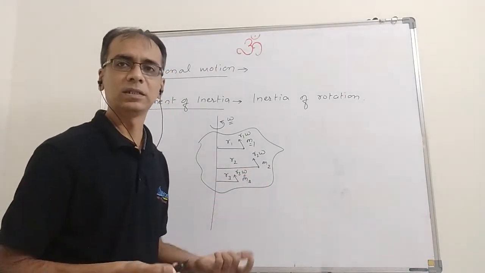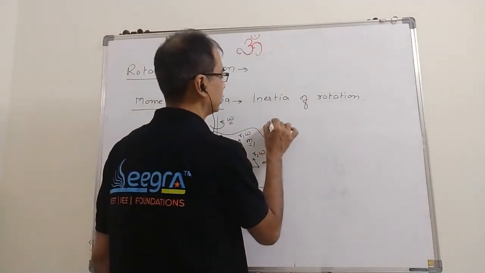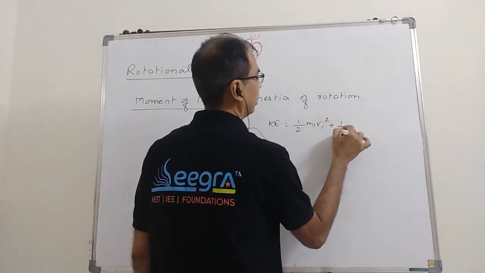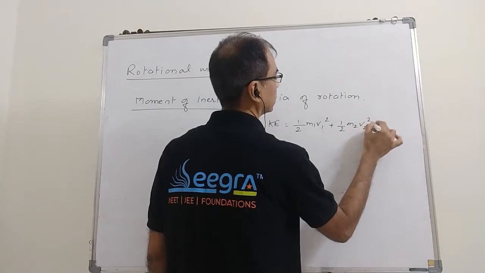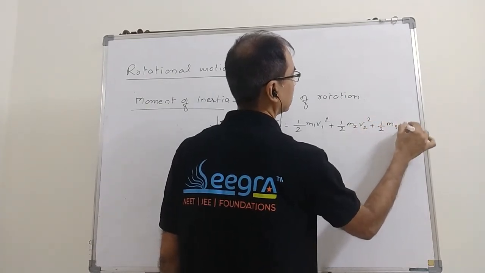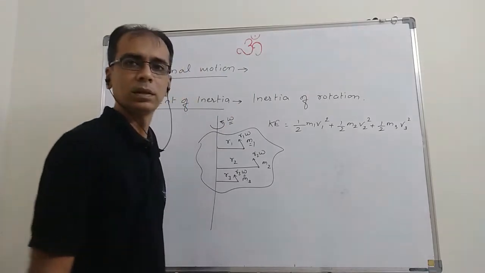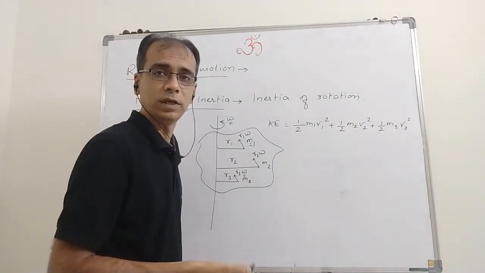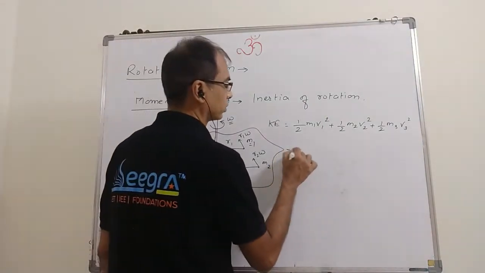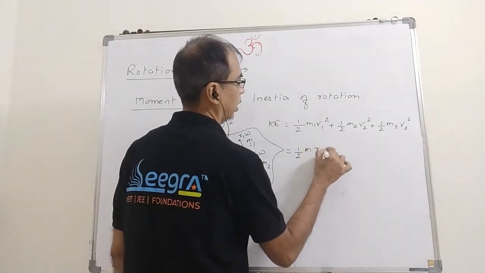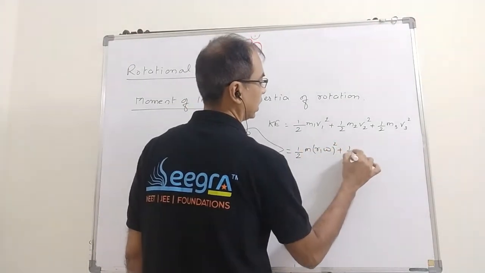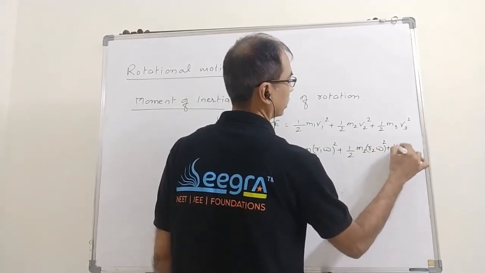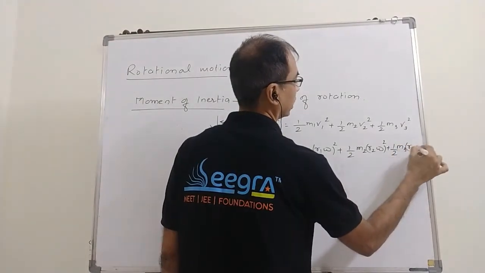Let's see. Kinetic energy is half mv square, what else? So the kinetic energy of this total thing I am writing as half m1 v1 square plus half m2 v2 square plus half m3 v3 square. That's it. Right? Now, v1 is what? R1 omega. We have studied in circular motion, v equal to r omega, right? So, half m1 r1 omega square plus half m2 r2 omega square plus half m3 r3 omega square.